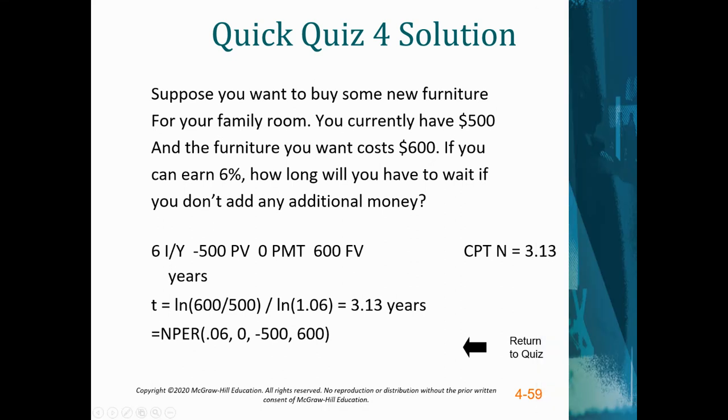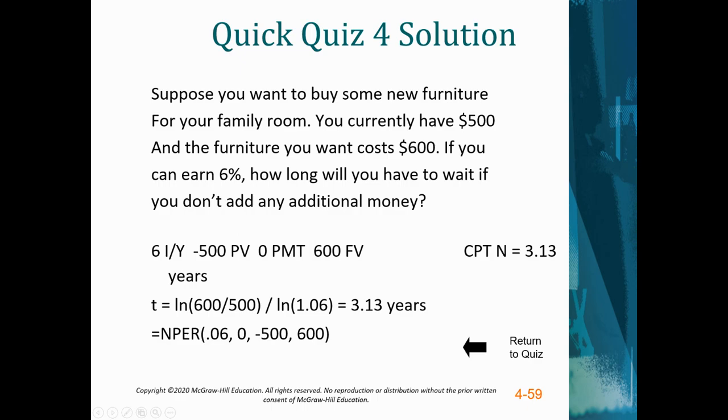Voila. Okay, I can do it with the formula. I have 600 divided by 500, and that equals 1.2. I take the natural log, it gives me 1.823. I want to divide that by 1.06, right? The natural log is 0.0583, and that gives me, again, 3.1290. Ooh, I didn't show you that.